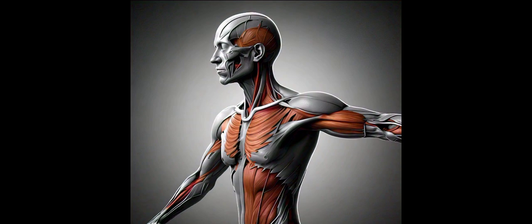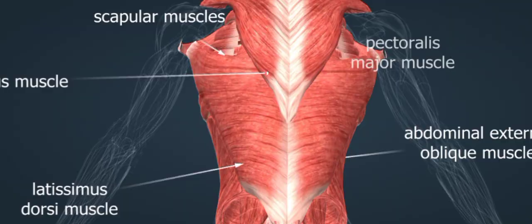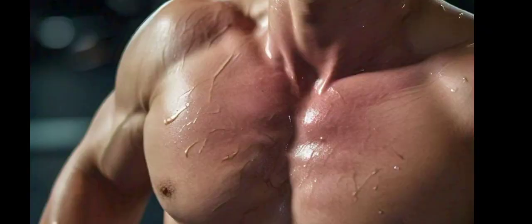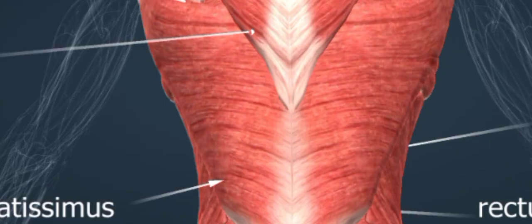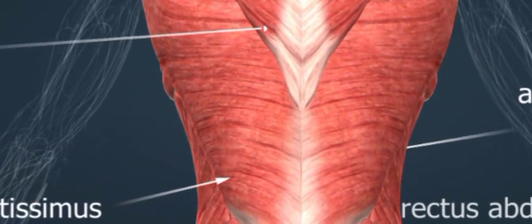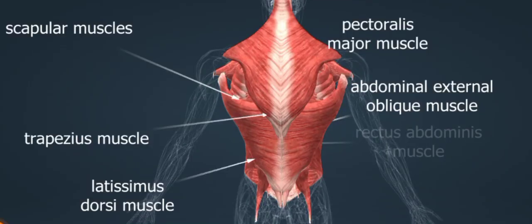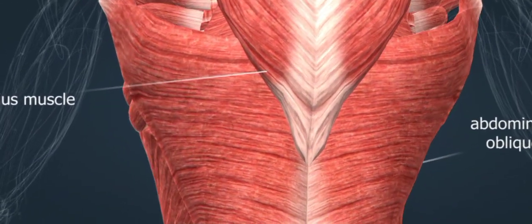Number 4 is, assisting in breathing. In certain situations, such as heavy breathing during exercise, the latissimus dorsi helps expand the chest by raising the ribs, assisting with inhalation. Number 5 is, stabilization of the spine and pelvis. The latissimus dorsi provides support to the lower back and pelvis during lifting, pulling, and other weight-bearing activities. Overall, the latissimus dorsi is crucial for pulling, lifting, and rotating the arms, and it contributes to upper body strength and stability.